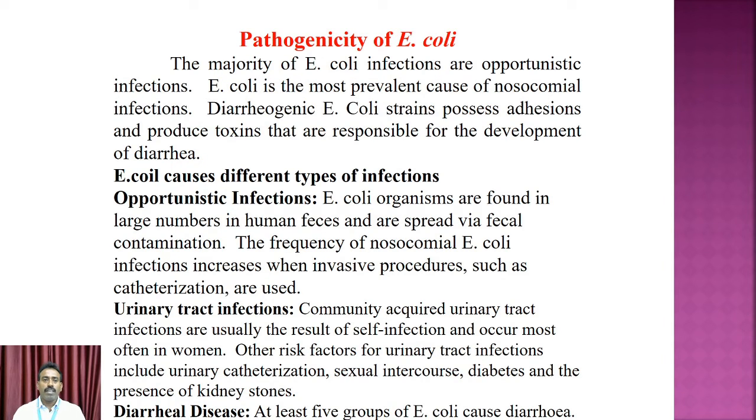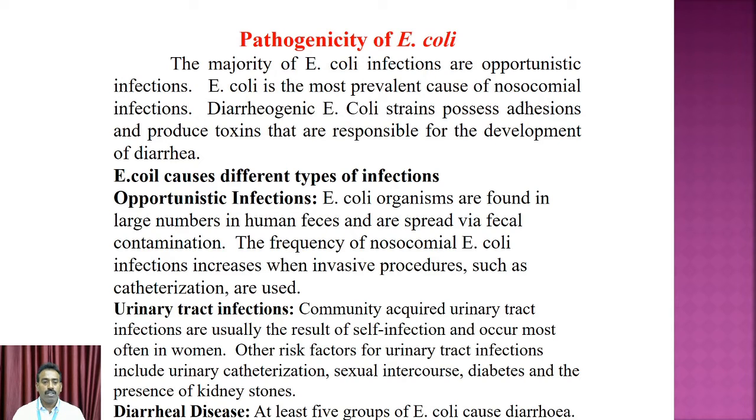So pathogenicity of E. coli: the majority of E. coli infections are opportunistic infections. E. coli is the most prevalent cause of nosocomial infection. The diarrheagenic E. coli strains possess adhesins to produce the toxins that are responsible for the development of diarrhea. E. coli causes different types of infection. First one, opportunistic infection. E. coli organisms are found in large numbers in human feces and are spread via fecal contamination. They are frequently a cause of nosocomial infection. The infection increases when invasive procedures such as catheterization are used.